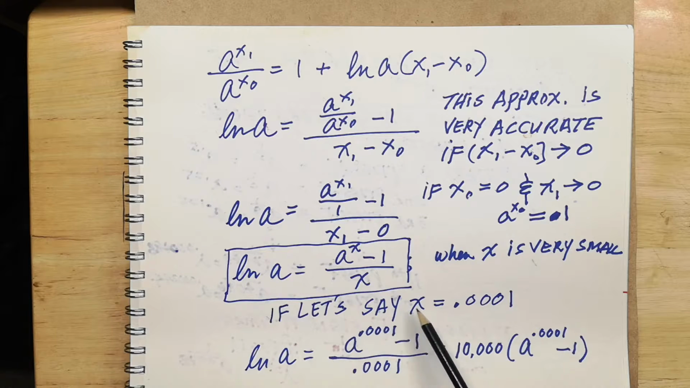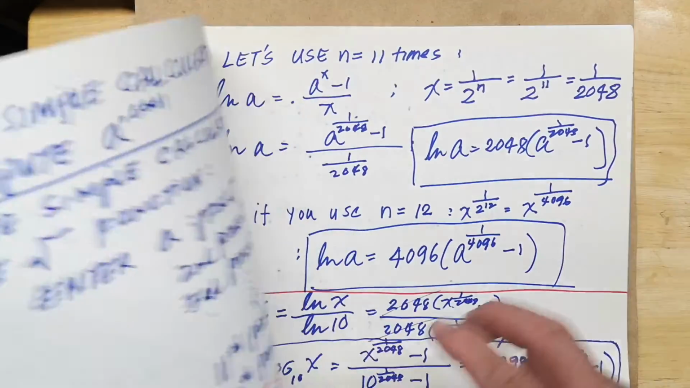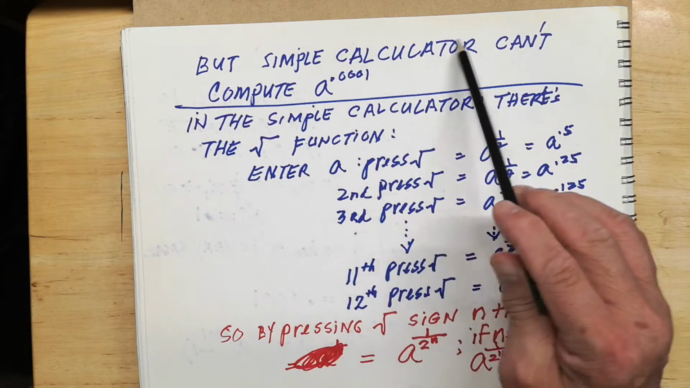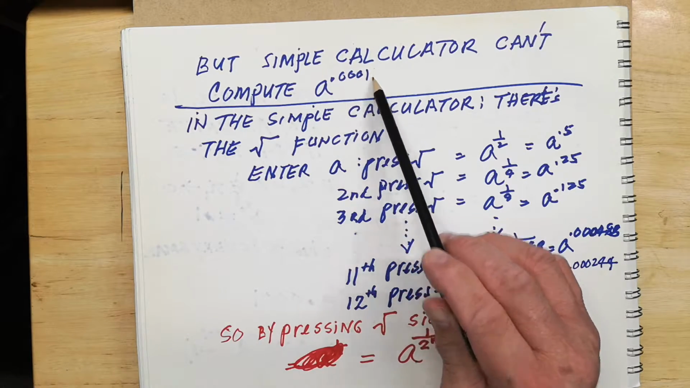If, let's say, x is equal to 0.0001, then ln of a equals a raised to the 0.0001 minus 1 divided by 0.0001, or it's equal to 10,000 times a raised to the 0.0001 minus 1. But a simple calculator can't compute a raised to the 0.0001.